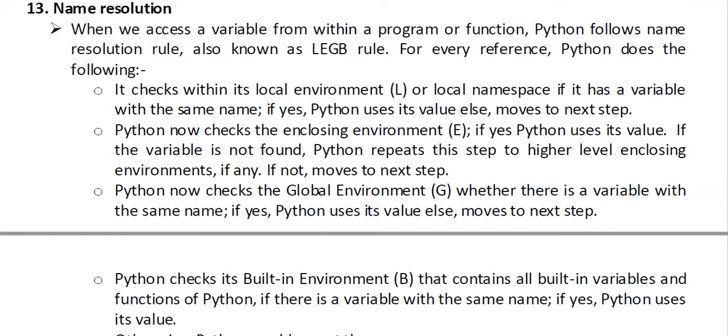Next step is G, that is the global environment. Then it will check the entire program for the availability of that variable x. Clear? And if it is found, then it is accessed. Otherwise, it will move to the next, that is B, the built-in environment, which has some built-in variables or functions of Python. If they are available there, they will be used, and if they are not found there also, then you are presented with an error statement.